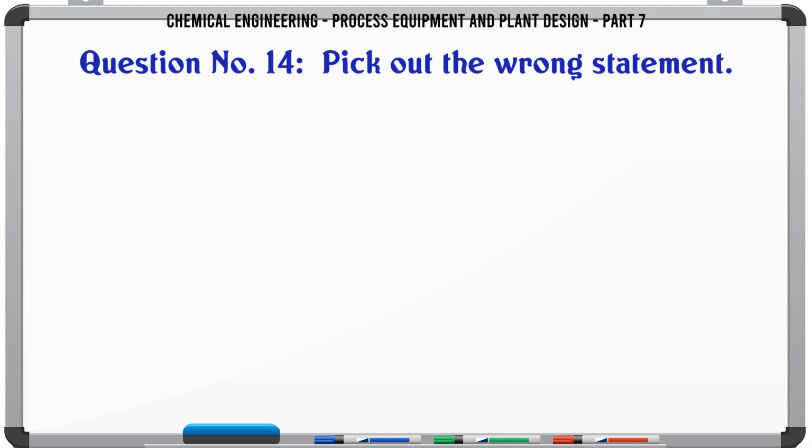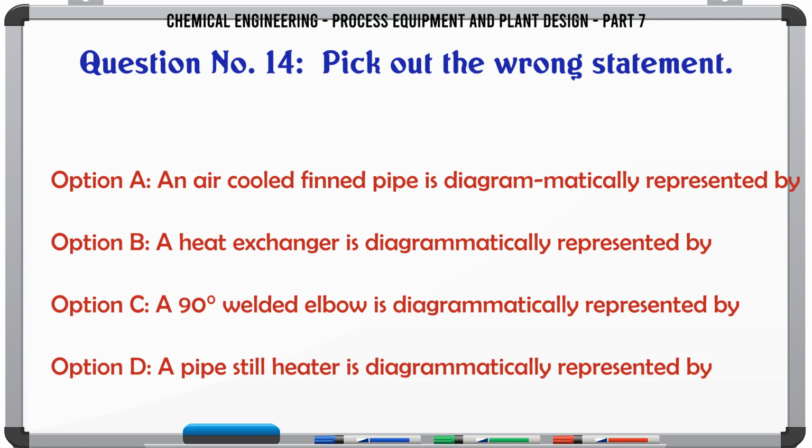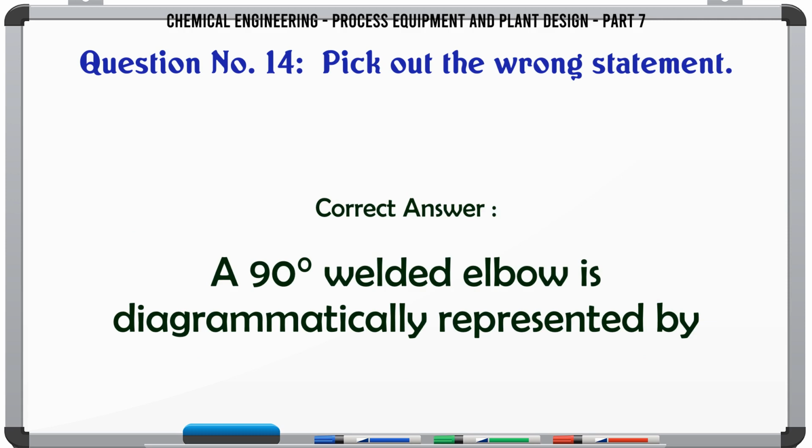Pick out the wrong statement. A. An air-cooled finned pipe is diagrammatically represented by the symbol shown. B. A heat exchanger is diagrammatically represented by the symbol shown. C. A 90 degree welded elbow is diagrammatically represented by the symbol shown. D. A pipe still heater is diagrammatically represented by the symbol shown. The correct answer is C, a 90 degree welded elbow is diagrammatically represented by the symbol shown.